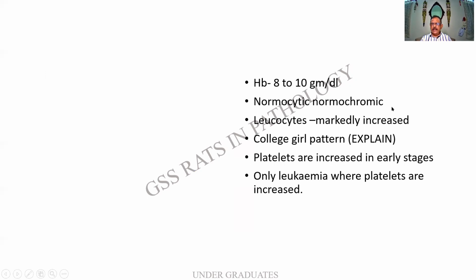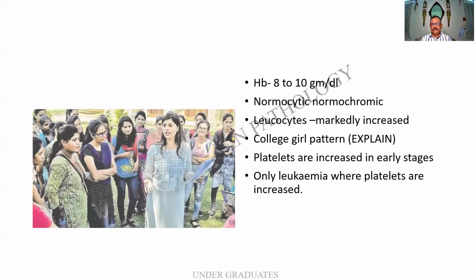The leucos are markedly increased and we call it a college girl pattern. The platelets are also increased in the early stages because it is a stem cell disorder. And it is the only leukemia where platelets are increased. Students generally write college girl pattern, but they do not explain what it is.